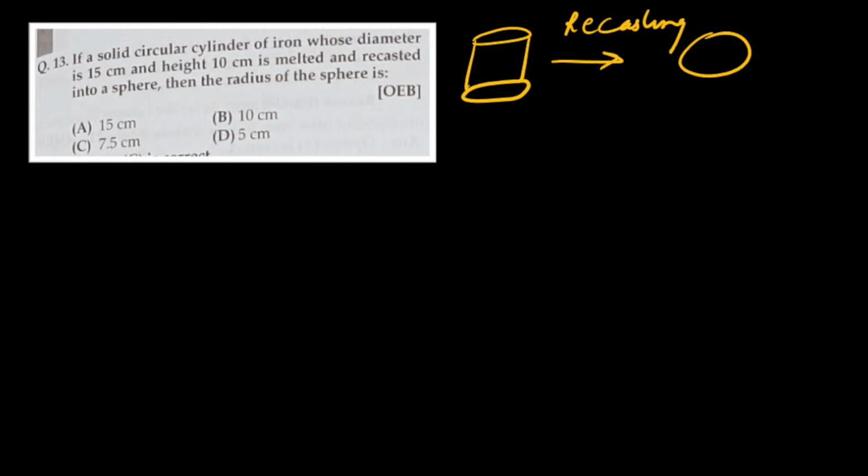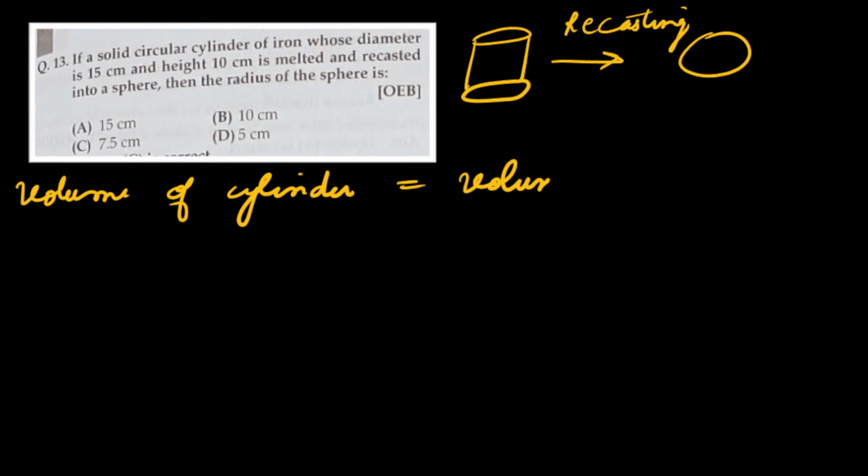So if a solid circular cylinder of iron whose diameter and height is melted to recast a form of the same type of question. See, in the first question, a cuboid was recast to form a sphere. In the previous question, a cone was recasted, and now a cylinder is recasted to form a sphere. So the concept is the same which we used in the previous question also. Wherever recasting is there, we have to use the concept of volume.